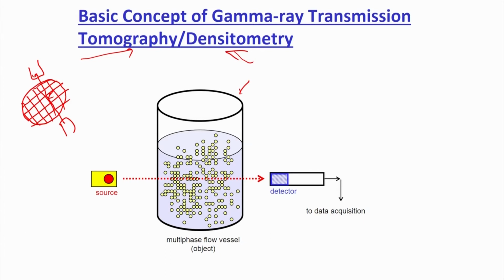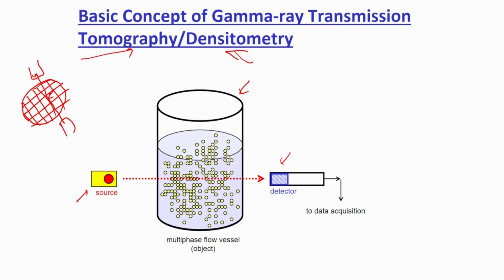So, we use a source and a detector, and as I said, it is based on the transmission principle. Both the source and detector will be 180 degrees apart, facing each other, and the system of interest will be placed in between. Suppose this is my system of interest, this is my source and this is my detector, both facing each other with the system of interest in between.